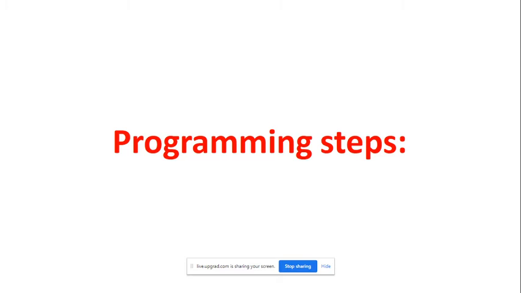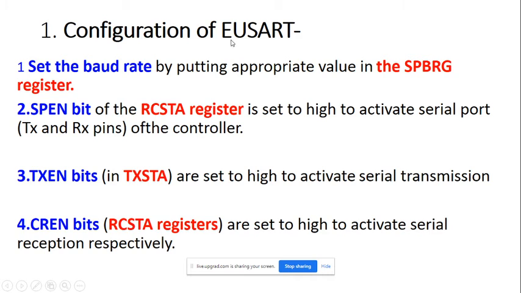Now according to this much theory knowledge, we will write the programming steps for serial communication. First, configure the EUSART, that is the enhanced USART module. First, set the baud rate by putting an appropriate value in SPBRG, the serial port baud rate generator register. There are different options we know: 1200, 2400, 4800, 9600, 19200. In this fashion, a number of options are there. Out of that, whichever option we want, we choose that option. We calculate the value of X, and that X value we put into the SPBRG, the serial port baud rate generator register.